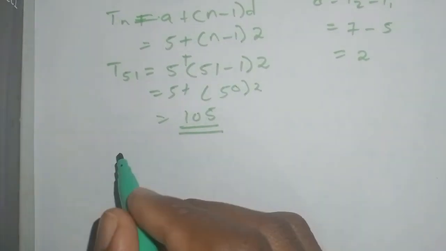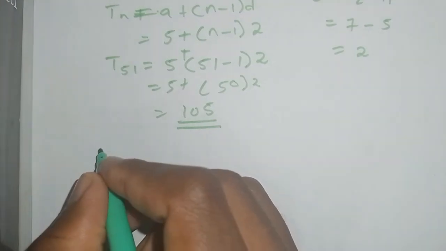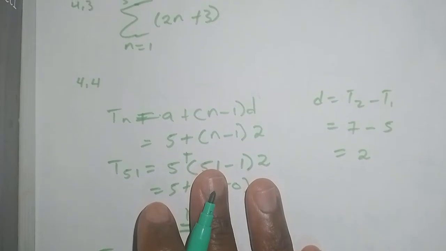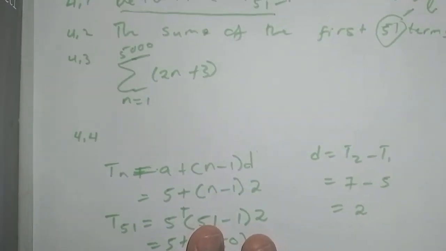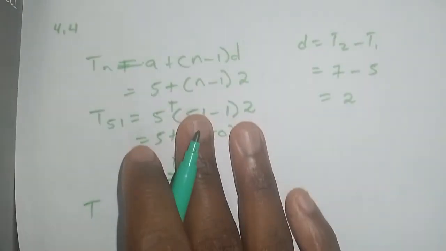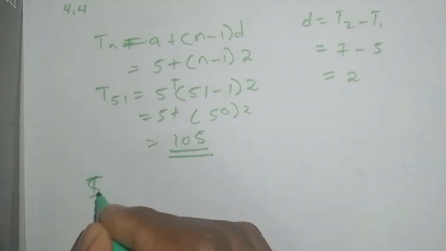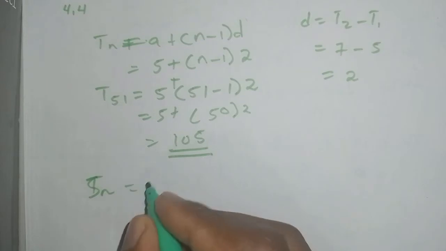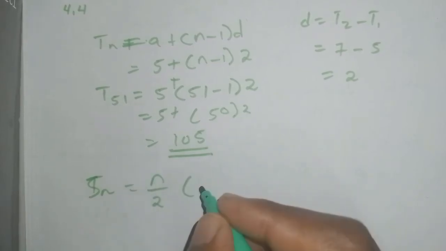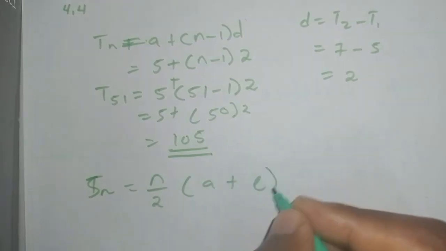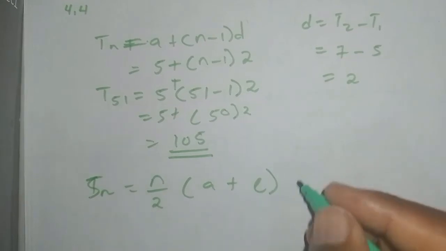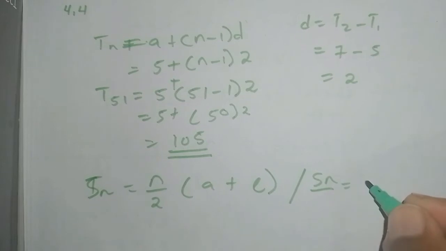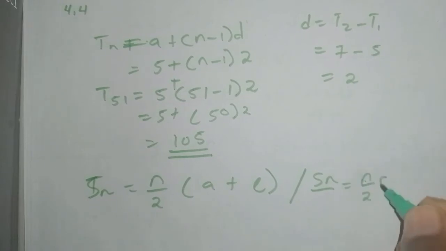And now we can go straight to the formula. What do we need? The sum of the first 51 terms, right? We are looking for Sn. We can use this one, 1 over 2 into A plus Z, or you can use this one. I'll show you how to use them both, but I'll start with the simplest.